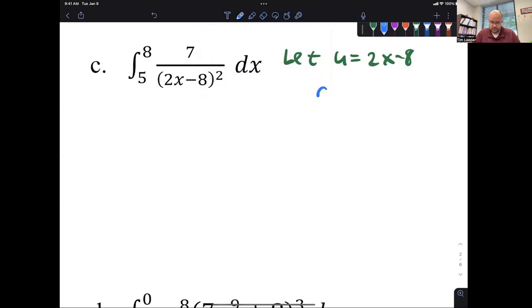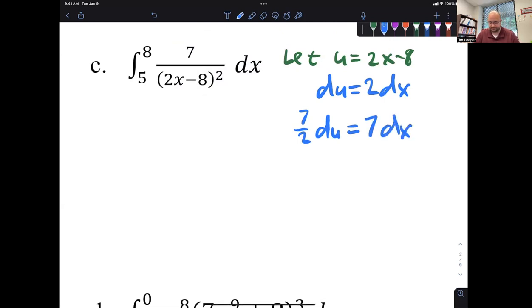So du then is going to become 2 dx. Now notice that I've got a 7 here. Well, I need to get this 2 to become a 7. So what is 7 divided by 2? Well, it's just 7 over 2. So I'm going to multiply both sides by 7 over 2. And so 7 over 2 du is on the left-hand side. The right-hand side, 7 over 2 times 2 is 7 dx.